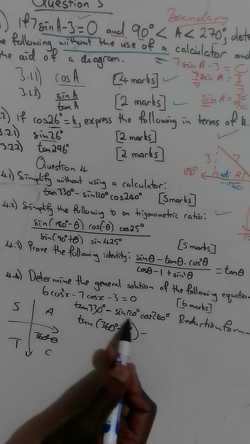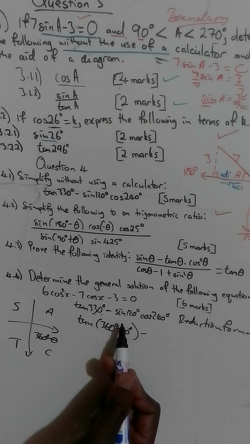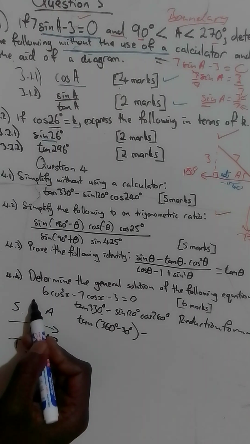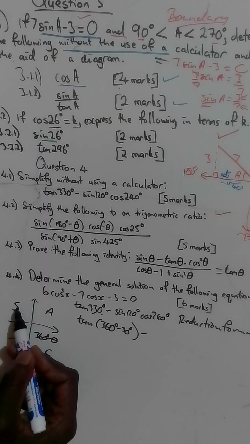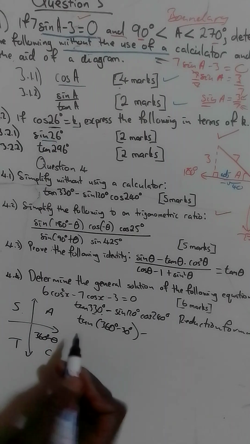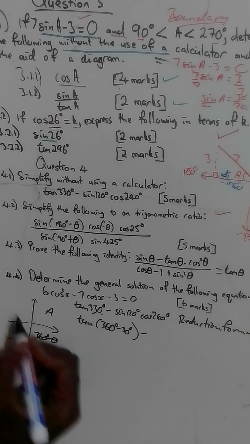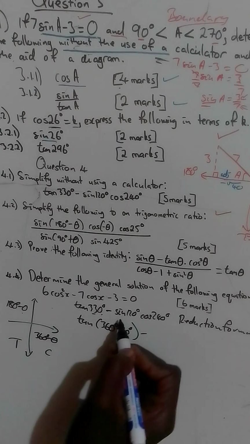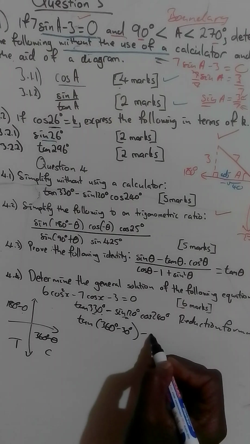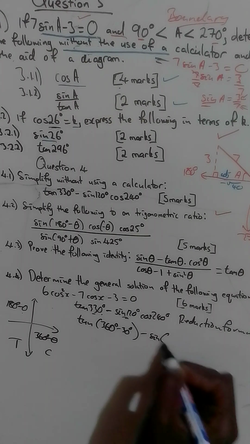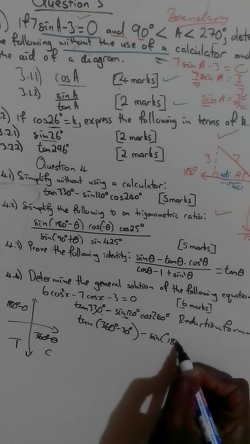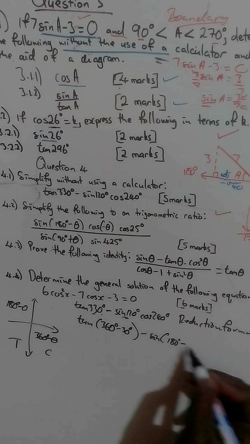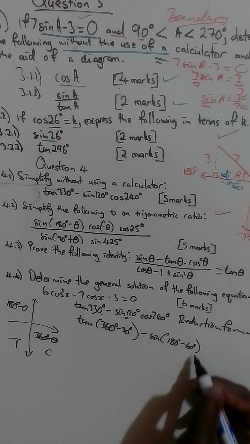Minus, if I come to sin 120, in which quadrant do I find sin 120? I find it in quadrant number 2 here. And sin is positive here. Which reduction formula do we use here? We use 180 degrees minus theta. So now I'm going to say that I have got sin, open bracket, 180 degrees minus, for me to get 120, I said minus 60 degrees.